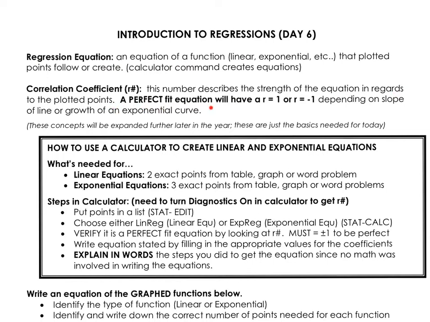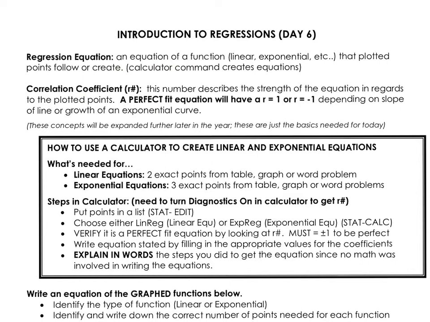So in order to perfectly fit, the equation will have an R value of 1 or -1, depending on the slope of the line and if it's a growth or decay for an exponential curve. These concepts will be expanded further later in the year, but these are just the basics that we need for what we're doing currently. So remember that correlation coefficient for what we're doing needs to be a 1 or a -1, since we are writing equations of lines.